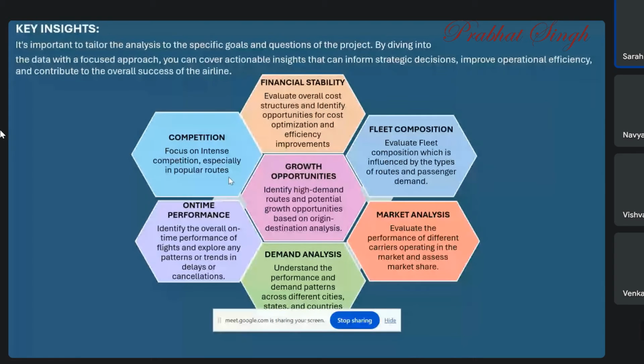Coming to the insights, it's important to tailor the analysis to the specific goals and questions of the project. By dividing the data with a focused approach, you can uncover actionable insights that can inform strategic decisions, improve operational efficiency, and contribute to the overall success of the airlines. So first one, financial stability. This is the key contributor. And the second one is fleet composition. Next, market analysis, demand analysis, on-time performance, competition, and growth opportunities.